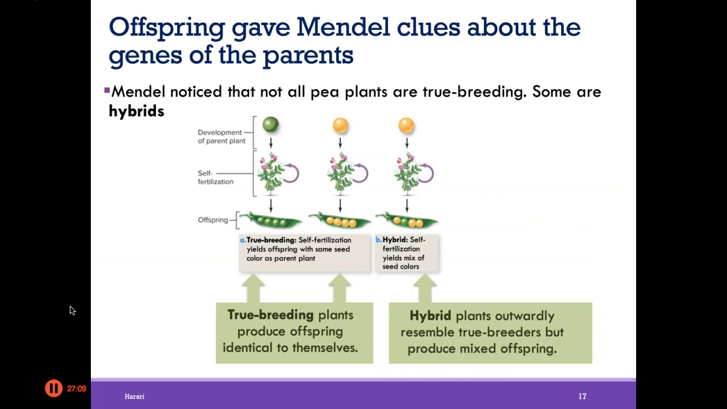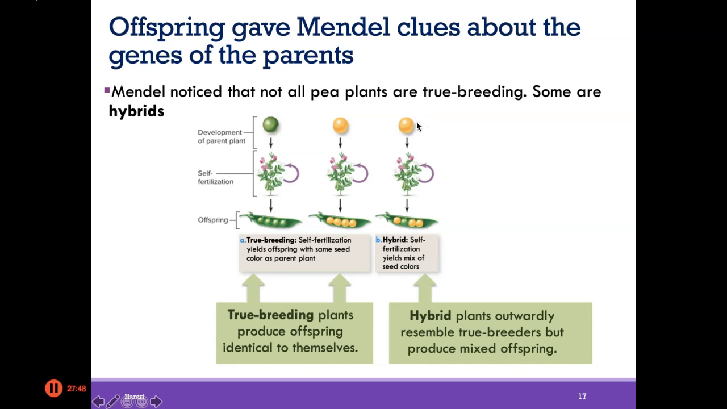So Mendel made an observation, and he said that not all pea plants are true breeding. So remember that true breeding plants produce offspring identical to themselves. So when he took a green pea and he planted it, and then he self-fertilized a flower from this plant, all of the offspring were always green. When he took a yellow seed, most of the time he would see that this yellow pea plant produced plants with only yellow seeds. However, sometimes when he planted a yellow seed, he got a hybrid plant.